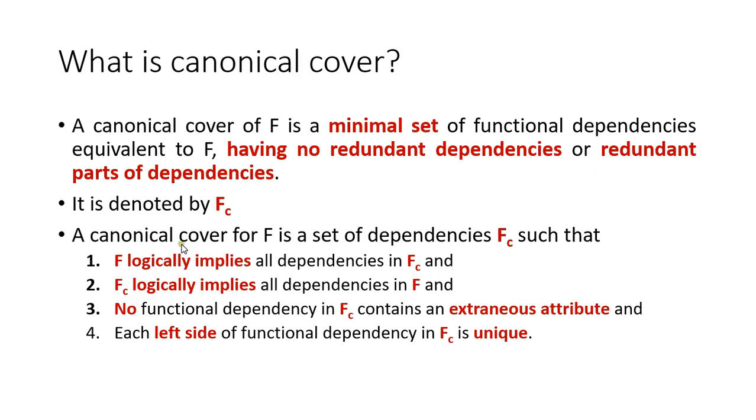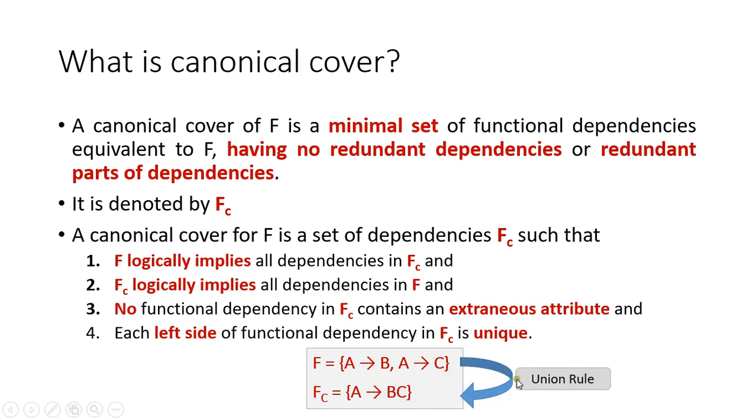Let's see a small example. Here two sets of functional dependencies are given. One is A determines B and A determines C, and the other is A determines BC. By using the union rule, you can say that it is a canonical cover. If you apply the union rule, it will be A determines BC. In the same way for the second point, Fc logically implies all dependencies in F. If we apply the decomposition rule on Fc, we get A determines B and A determines C. This way we can go through the canonical cover.